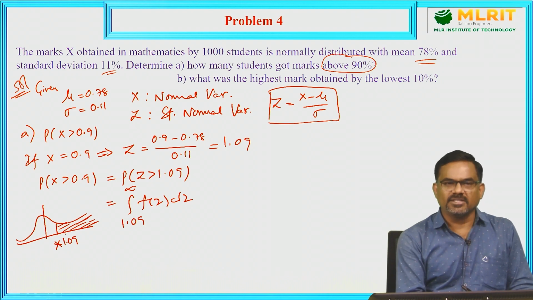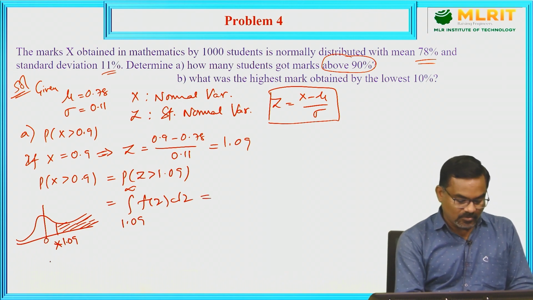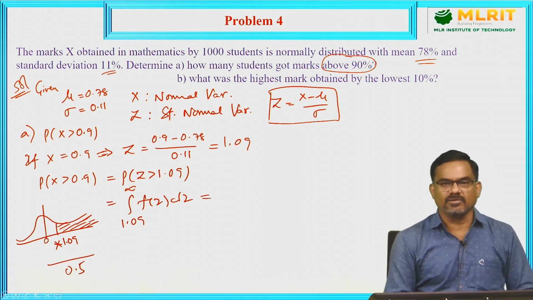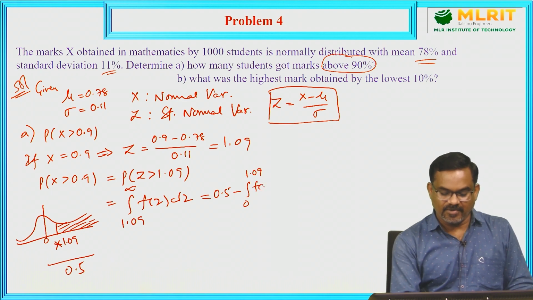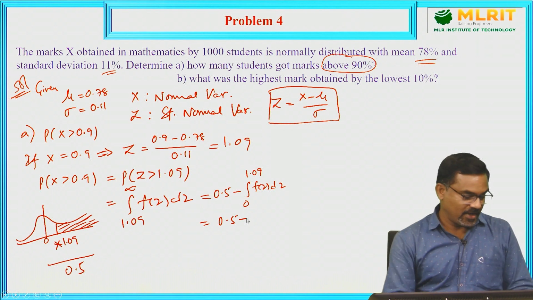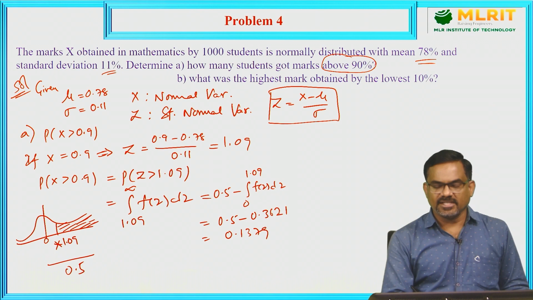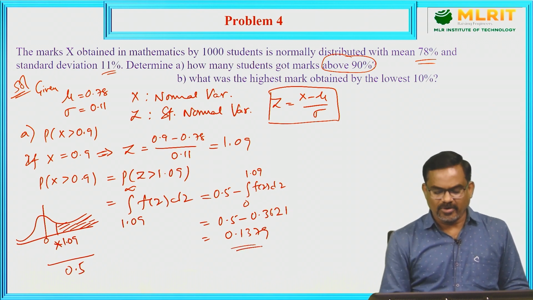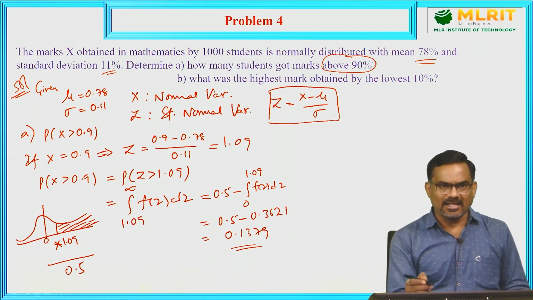But we cannot find this directly using the standard normal distribution table. Using the table, we can calculate only from 0 to that point. We know that the half area is equal to 0.5. So, the total is 0.5 minus the area from 0 to 1.09 of f of z dz. Using the standard normal distribution table, this value is given by 0.3621 and hence the final answer is 0.1379. So, this is the probability of students who got greater than 90%.